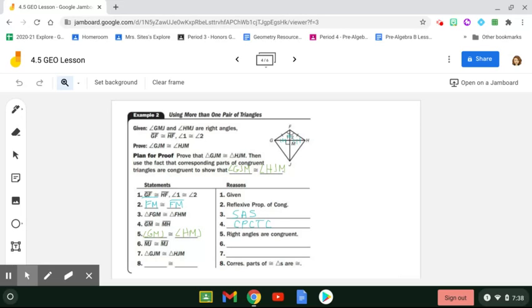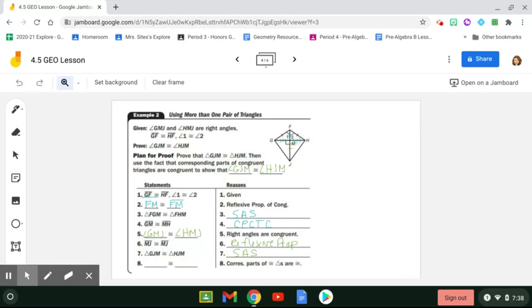The next thing that we're going to say is that MJ is congruent to MJ by the reflexive property. And now based on that information, we have a side, we have an angle, and we have another side. So we've just proved that the triangles down at the bottom, triangle GJM is congruent to triangle HJM.